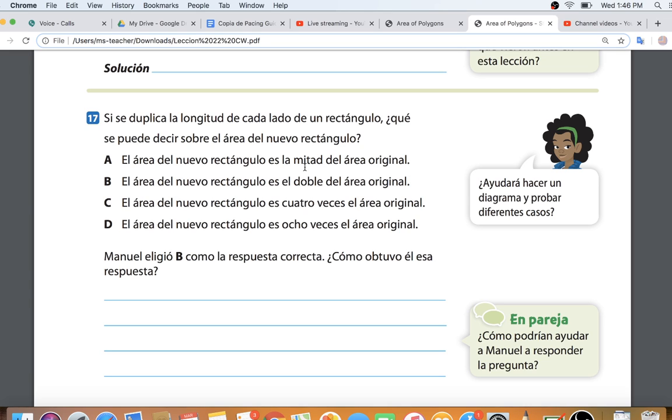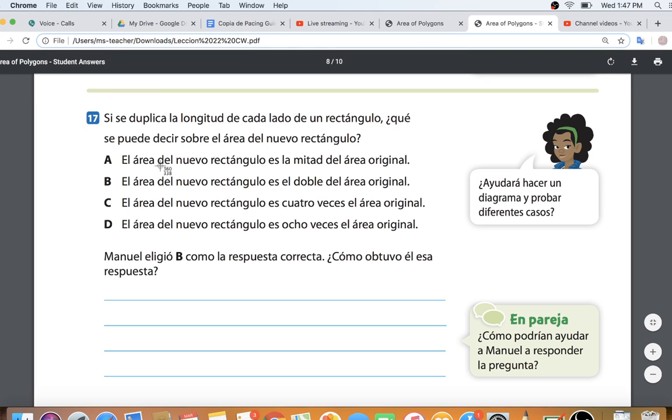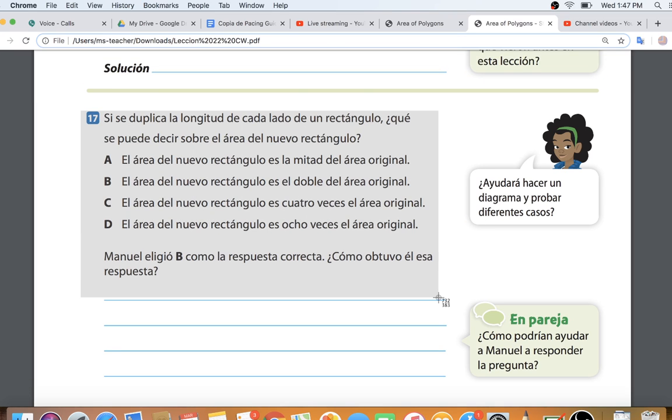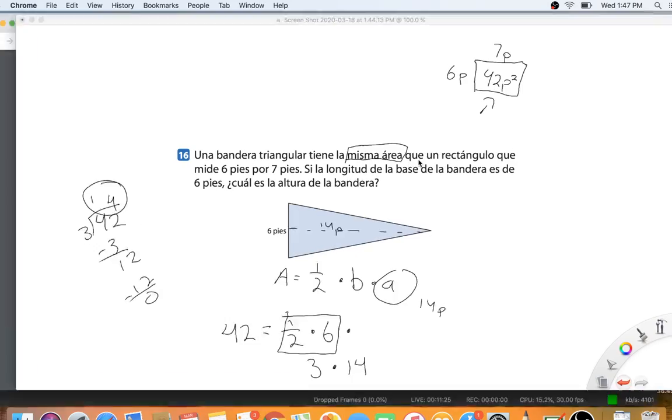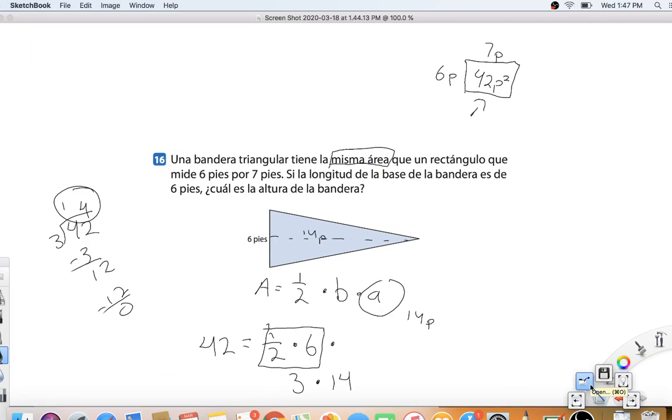Doble y mitad son opuestos, así que la A o la B va a ser la respuesta, no va a poder ser las dos. Para la C y la D dice, el área del nuevo rectángulo es 4 veces el área original y el área del nuevo rectángulo es 8 veces el área original. Para esta parte vamos a dibujarla y vamos a ver cuál va a ser la letra correcta, A, B, C o D.